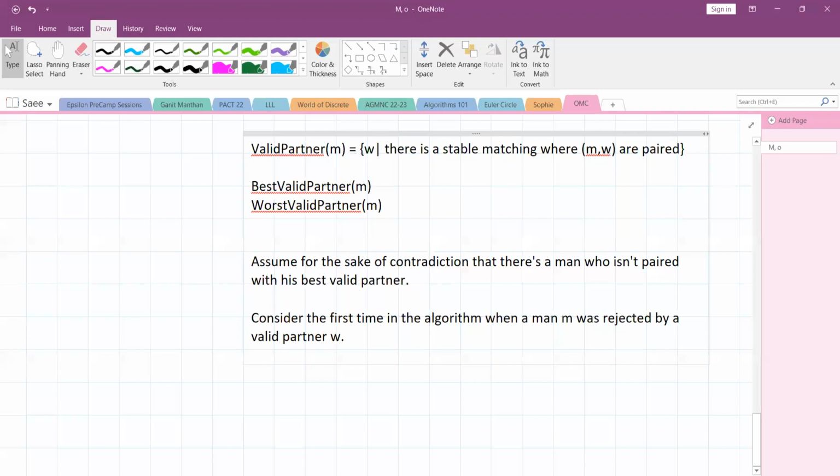Now I claim that W must be M's best valid partner. Why is this true? Can somebody give a quick argument? It's pretty straightforward. So if you're not getting it, you're probably overthinking it.